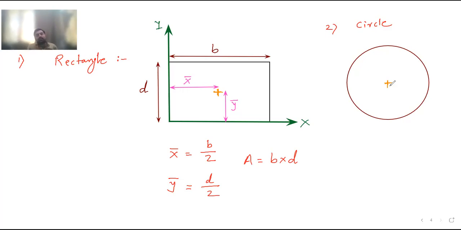But circle, you know that circle has the property that it is symmetric about any of the axes.